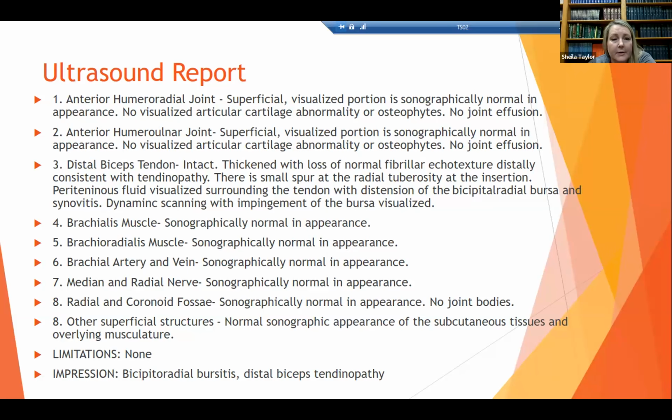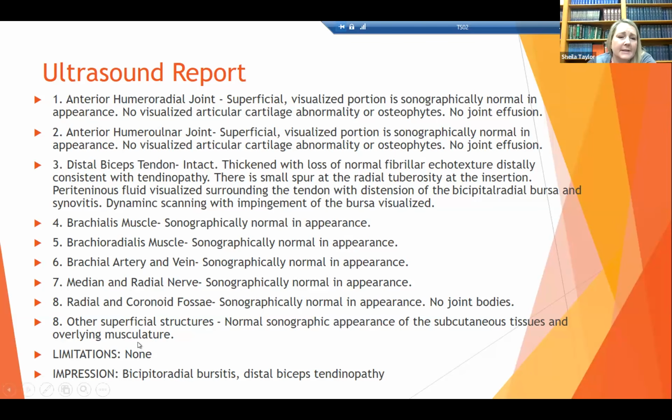Brachioradialis muscle, normal. Her artery and vein, normal. Her nerves were normal in appearance. I did look at the fossae. They are normal, no joint bodies. And then I just kind of have a catch-all for superficial structures are normal.